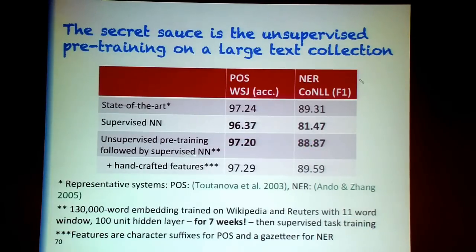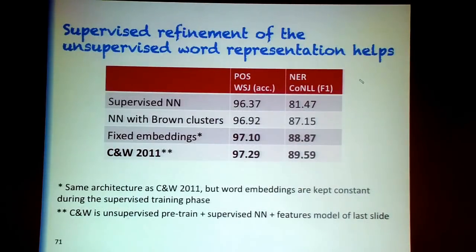And then you can get slightly better results by taking these naive inputs. I mean, the raw inputs here are just word identities. And if you add handcrafted features like character suffixes and gazetteers, you can now go beyond the state of the art, slightly beyond the state of the art. Here are some other interesting comparative results.